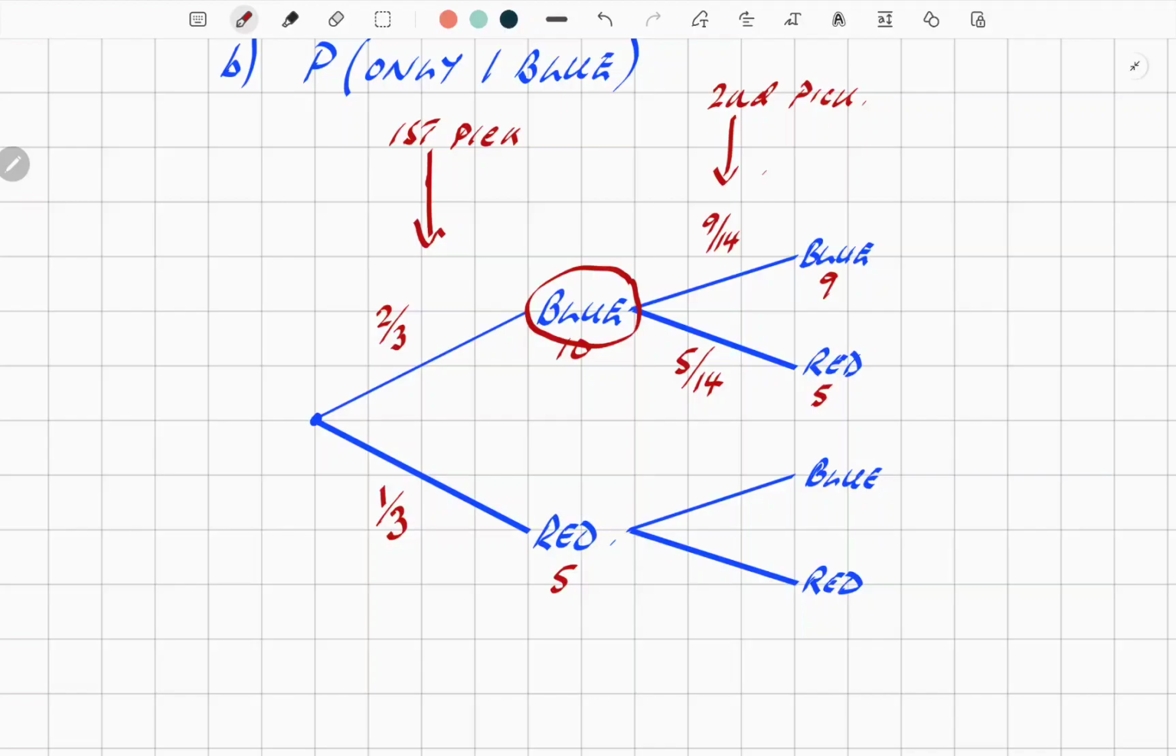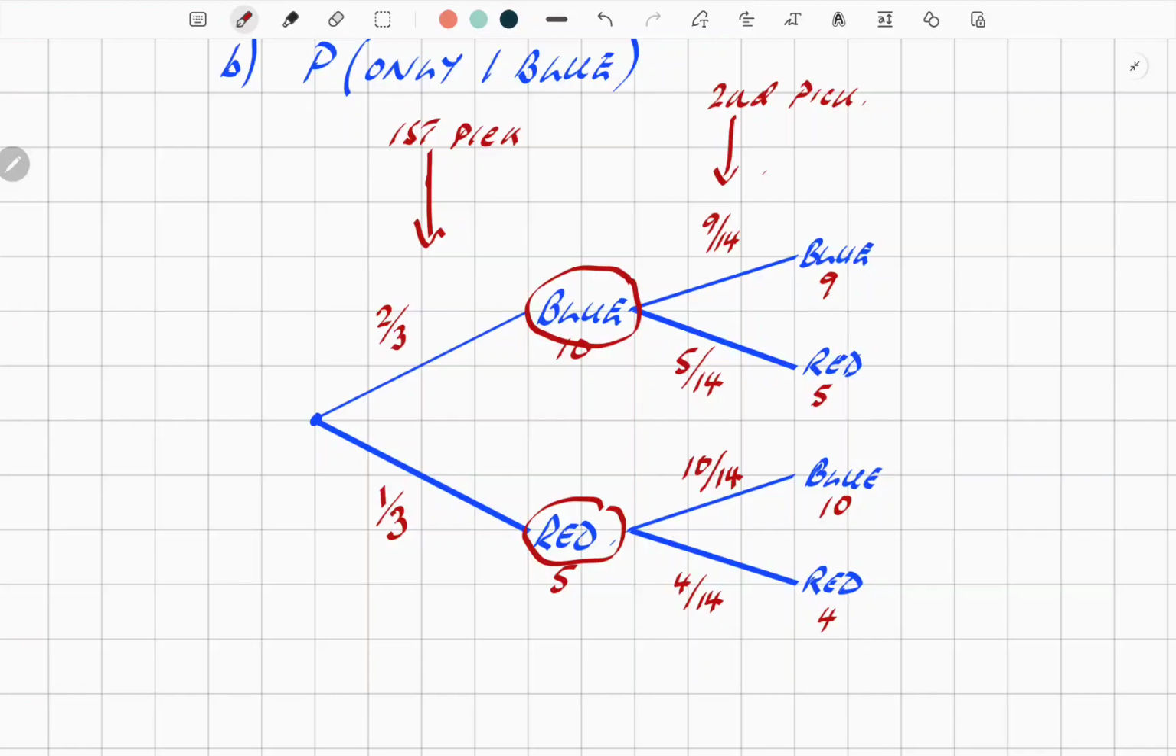Okay. And if we had picked a red to start with, how many blues would be left for the second pick? 10. Good. And red? 4. Brilliant. So again, I'll save you the time on that. It'll be 10/14 for the blue, and 4/14 for the red. So now we've got a fully completed tree diagram for the 2 picks. The first one and then the second one.